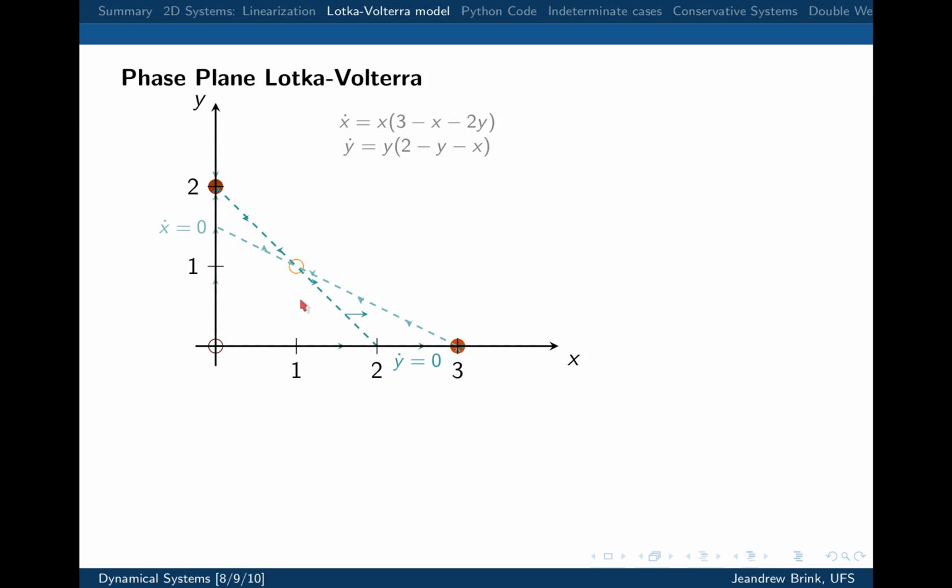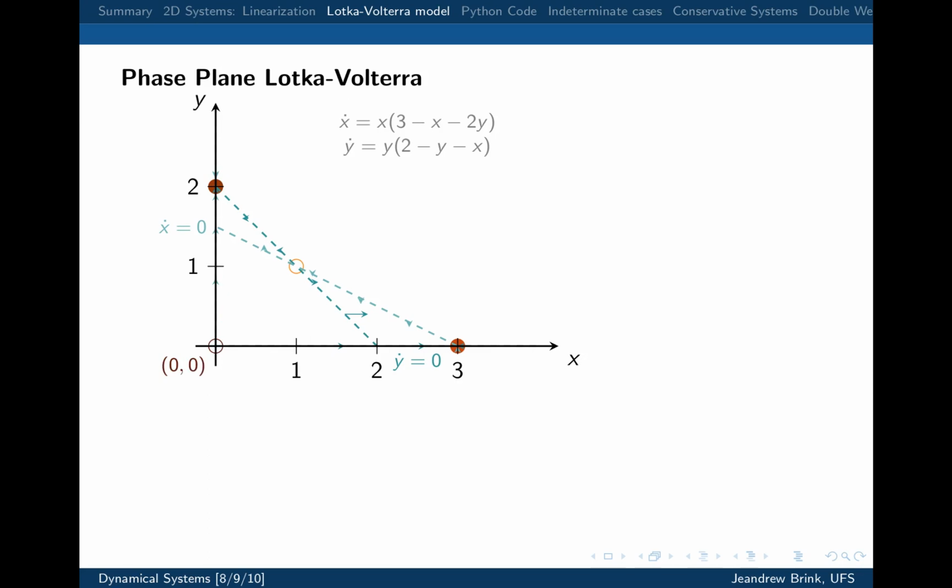The next one is that along here there's also a nullcline, right? x dot equals 0 when x equals 0, and you put in arrows that point up. Okay, so we've done all the nullclines now. What we're going to do is look at each fixed point individually and plot the eigenvalues, plot the eigenvectors.